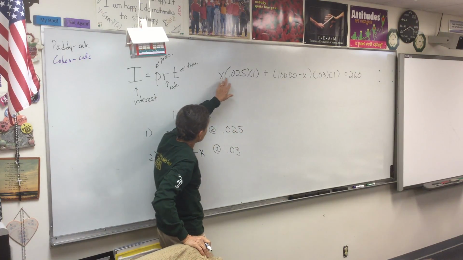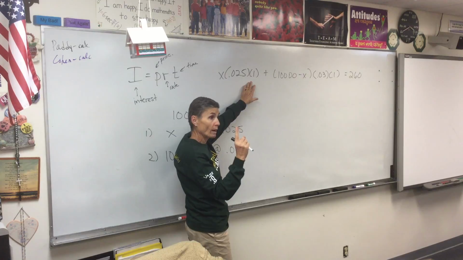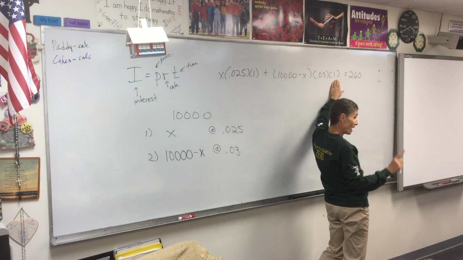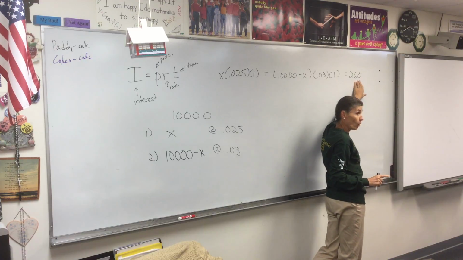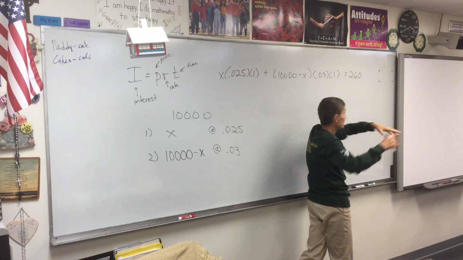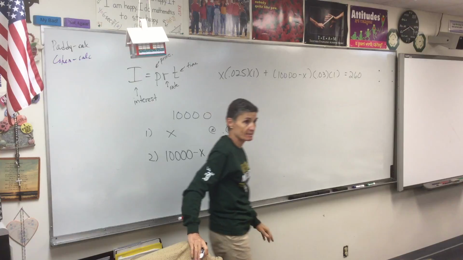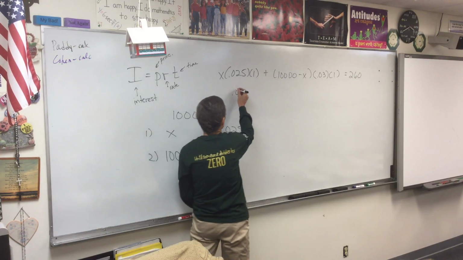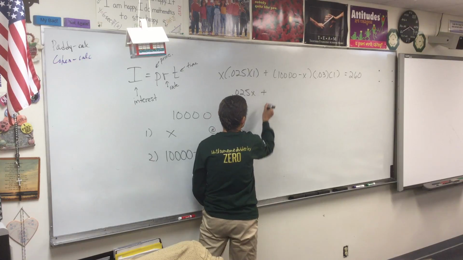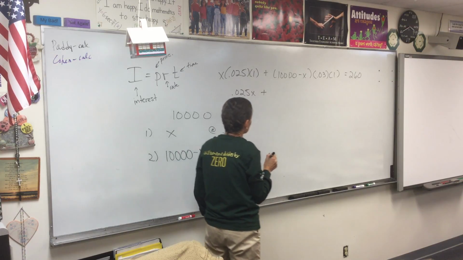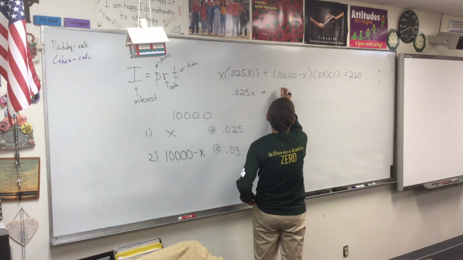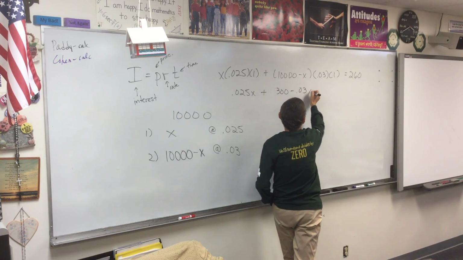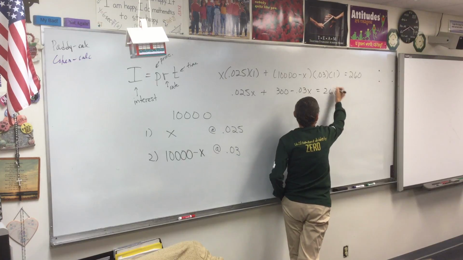So this is principal times rate times time for one account. This is principal times rate times time for the other account. And all together, added together, I get 260. So this will be 0.025x. I can do that one. Okay, this will be 300. Again, use your calculator if you need to.